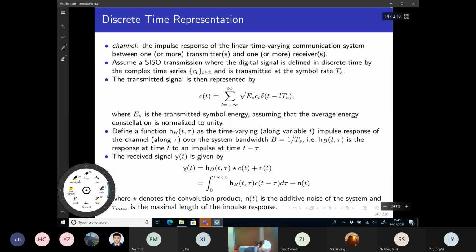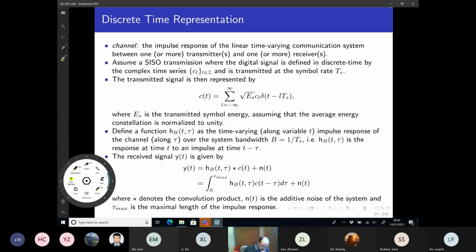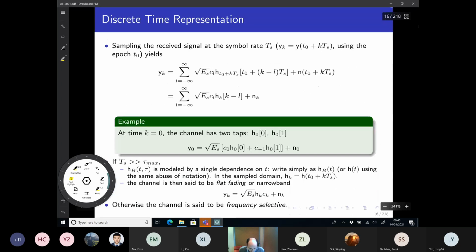Right, so this is the discrete time representation. Here what I want to do is to show you the system model that we're going to be using. Just to show you ahead, I will jump a little bit to show you what we're going to play with. It's a relatively simple equation. It looks like this. Essentially you have y_k, which is a received signal, at, let's imagine you have a transmitter with one antenna, and you have a receiver with one antenna.